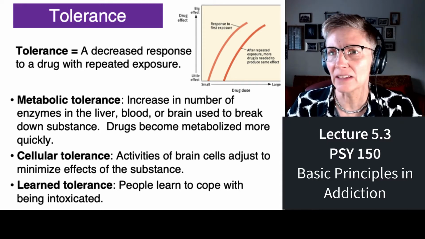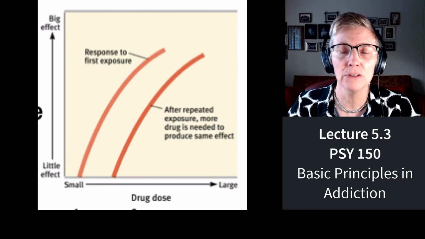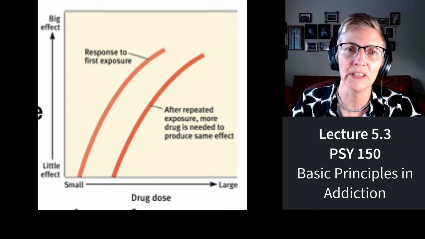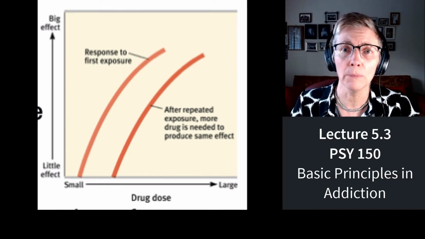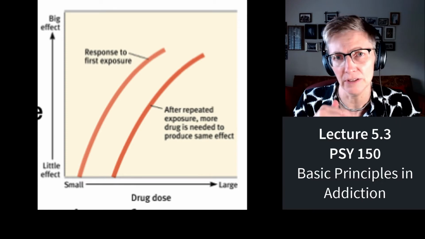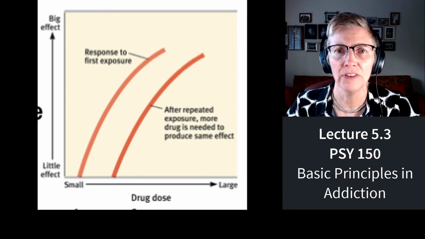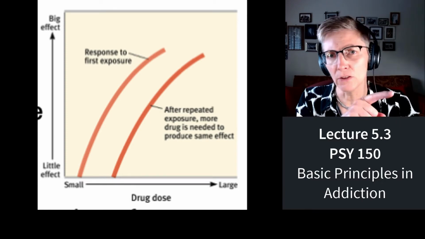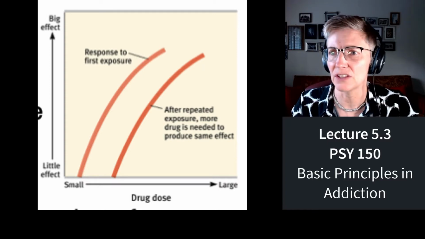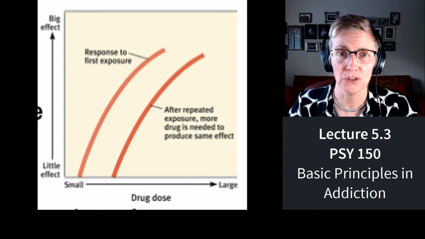There's a chart in the upper right-hand corner that's a tolerance chart. The vertical axis shows you the magnitude of the effect of a drug. So the top of the axis is a really strong impact of the drug, and down below is a small effect for the drug. And along the horizontal axis is how big of a dose you require.